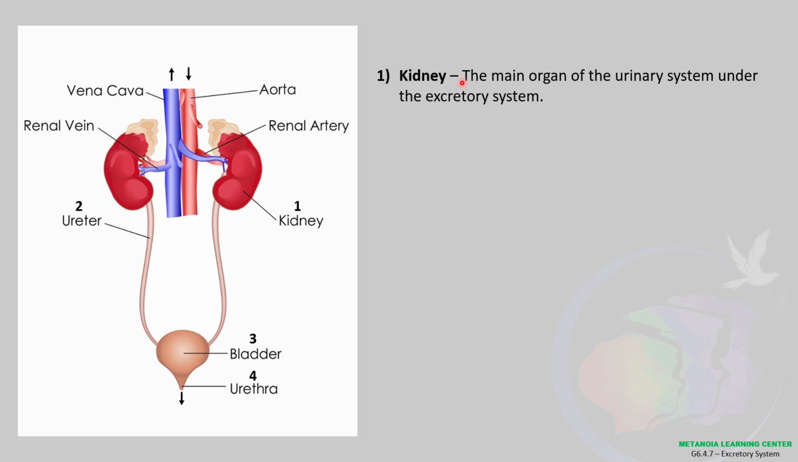Like what I've mentioned earlier, the main organ of the urinary system under the excretory system. Ureter, basically where liquid waste exits the kidney. Lalabas siya sa kidney, yung liquid waste, and enters the bladder. So parang kuwan lang siya, daanan.